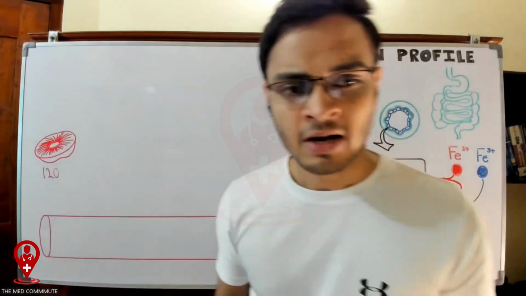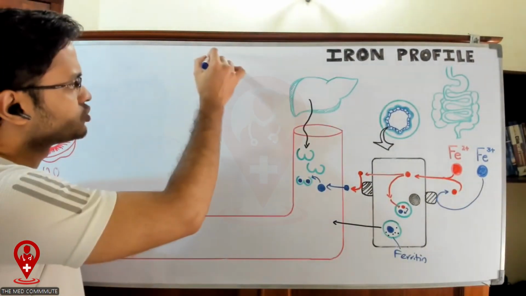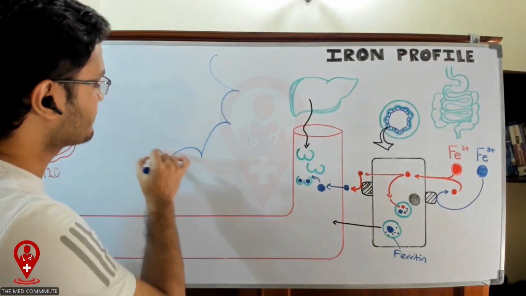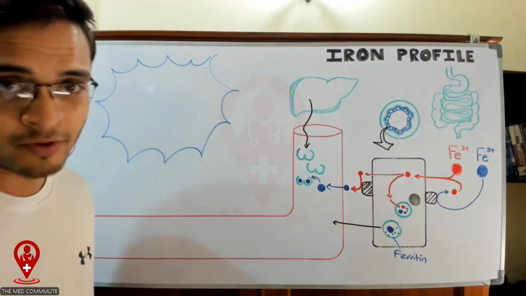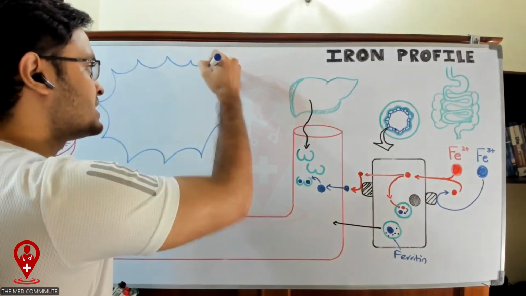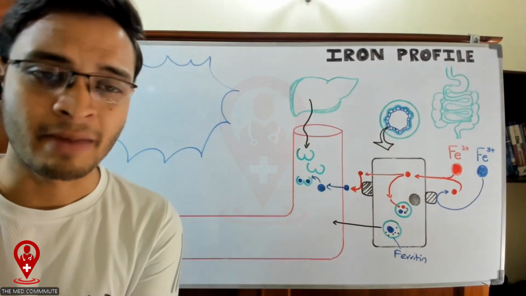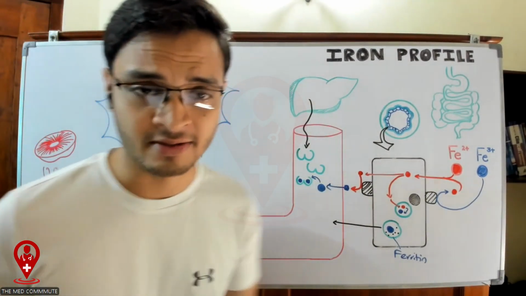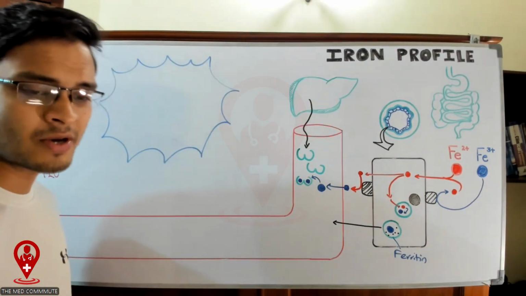This is the life cycle. After 120 days, this RBC needs to be broken down. So for that purpose, the RBC will come to the spleen. In the spleen, guys, there are special cells, some special macrophages. We call these macrophages Kupffer cells. So what's going to happen?